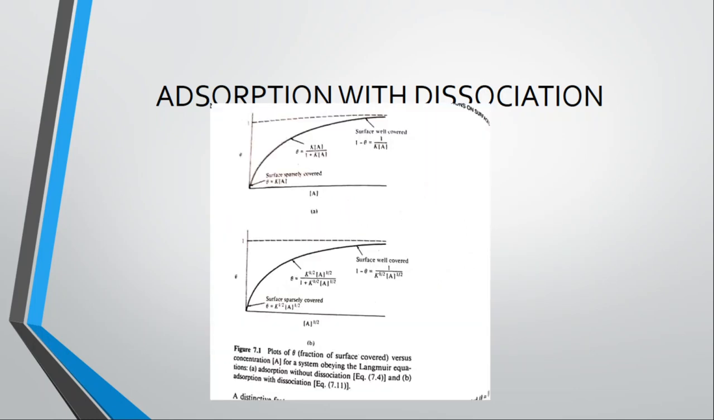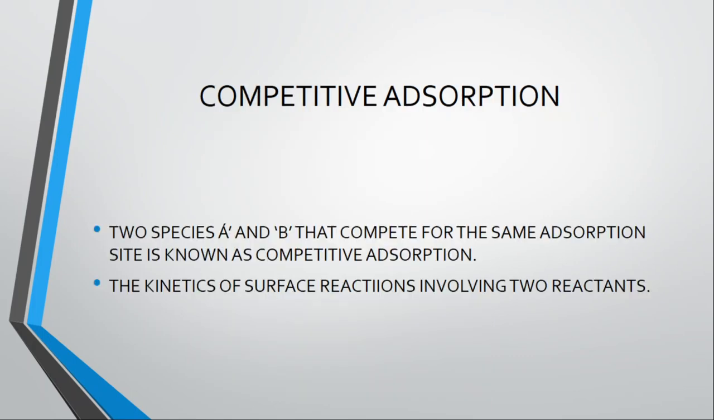So the graph represents the equations mentioned. When the surface is barely covered, theta is equal to K to the power of 1 by 2 into A to the power of 1 by 2. If it is well covered, then 1 minus theta is equal to 1 by K to the power of 1 by 2 into A to the power of 1 by 2. So this graph represents it.